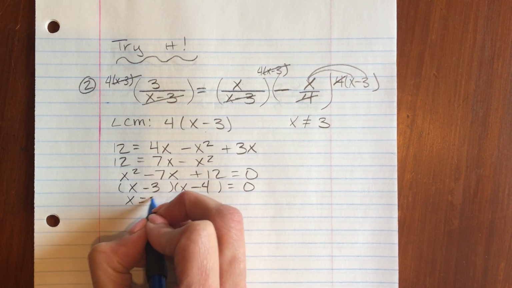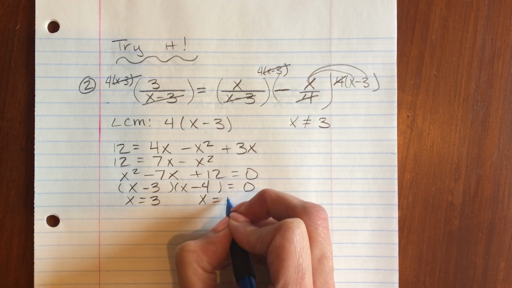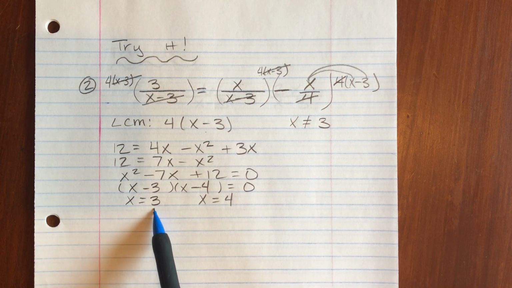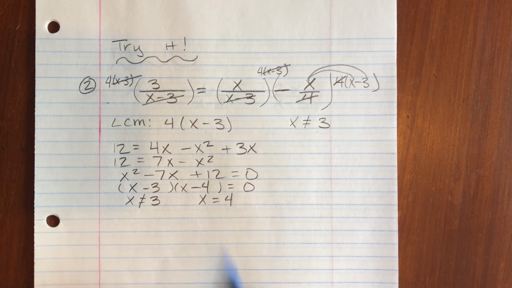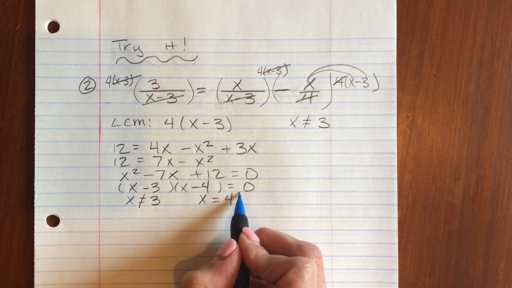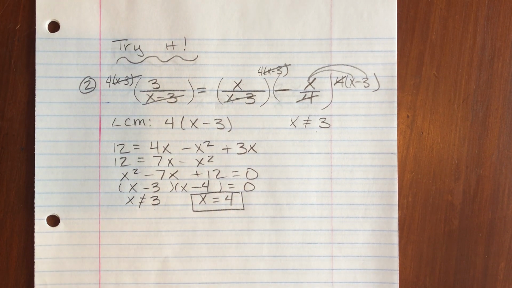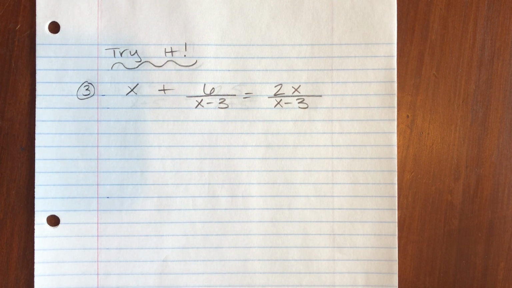And that gives me x equals 3 and x equals 4. I'm going to compare my answers to my domain, and I see that the 3 is extraneous. So my final answer is x equals 4. All right. Try another one.